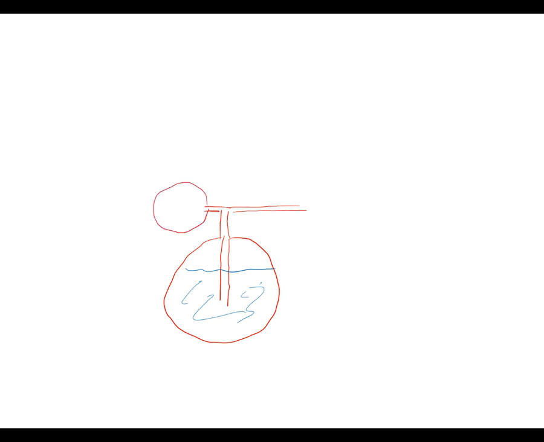A device like this may be used for something like perfume. What does it do? Well, when you squeeze on this bulb, it causes the air to move with some velocity v. Bernoulli's principle: if the velocity increases, the pressure decreases. So you have a low pressure here, high pressure down here.